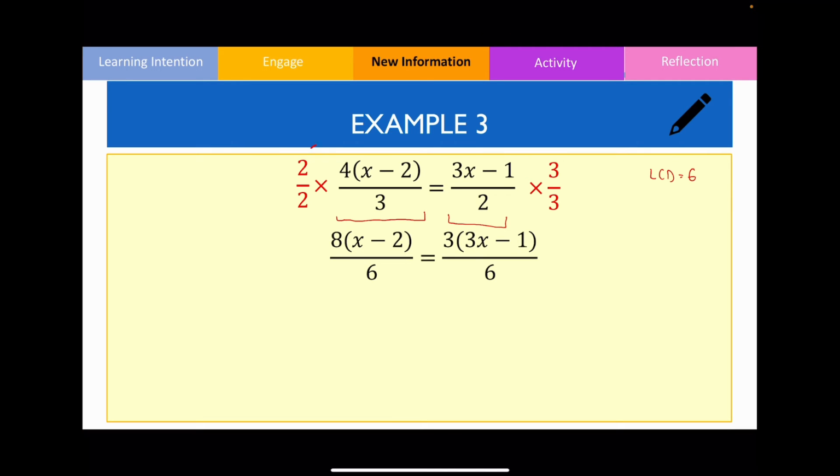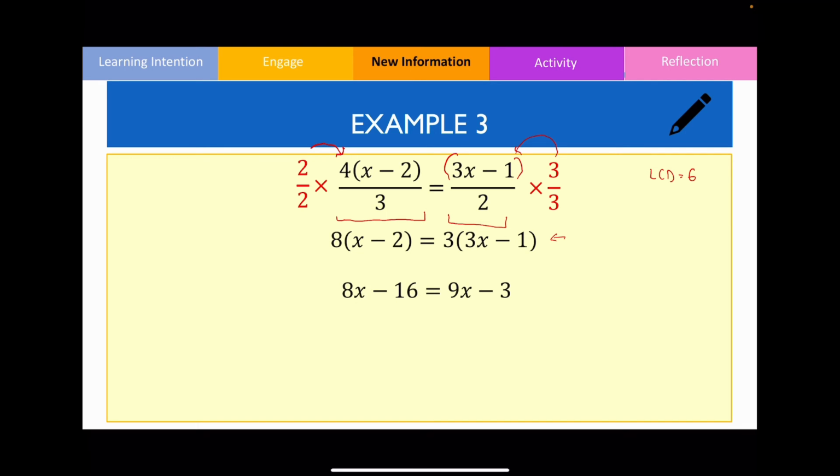So what I've done is I've multiplied 2 with that outside number over there. And in this case over here, I've just multiplied 3 by the entire thing. And we need to include brackets over here. So I've done that as such. Now that I've got the lowest common denominator, I can cancel out the denominators like so. And now all I need to do is simply expand.